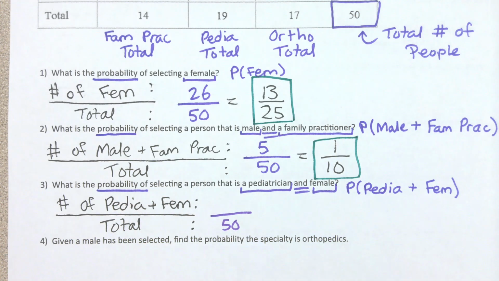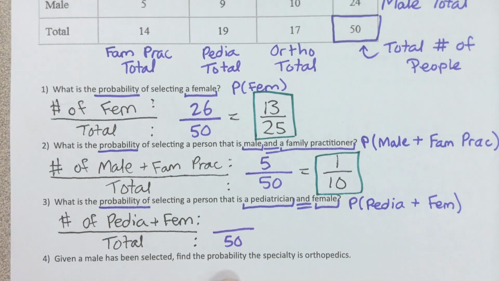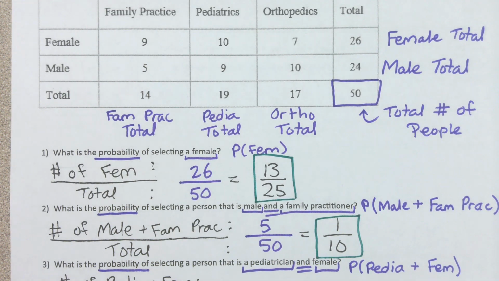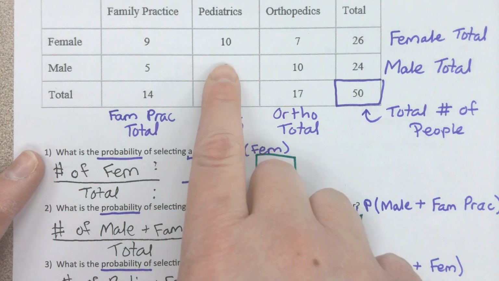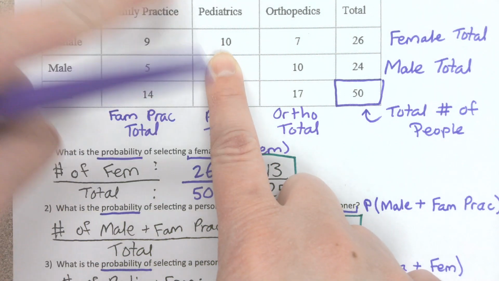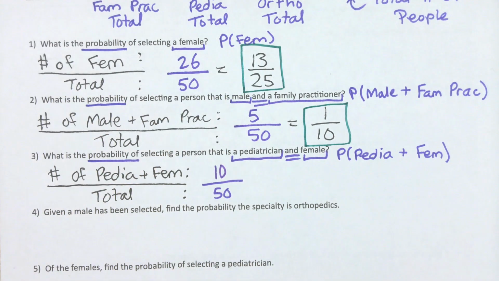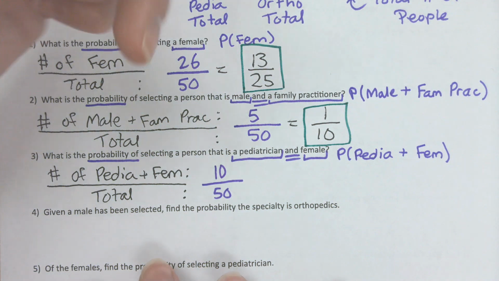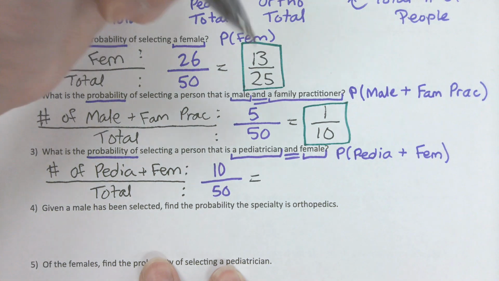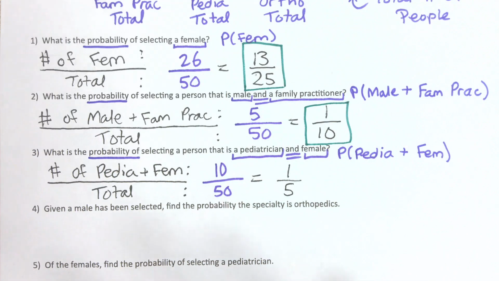Out of the 50 people on the table, what number represents female pediatricians? 10. 10's correct. These are the female pediatricians in the table. 10 out of 50, don't forget to reduce, simplify. 10 over 50, that's just 1/5.